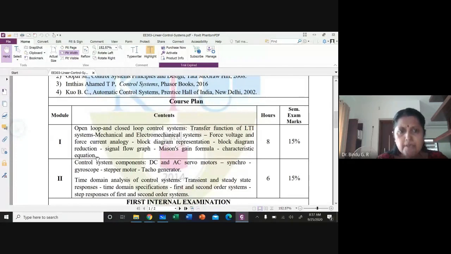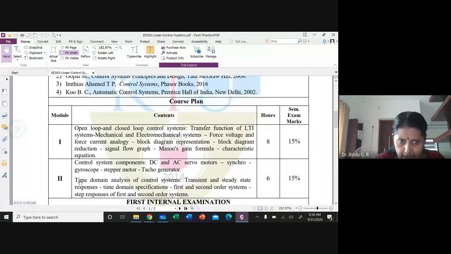Then when we passed on to module 2, we discussed control system components. Which were the components that we discussed in the class? DC servo motors, that is armature control mode as well as field control mode. Then we discussed AC servo motors. In all the 3 cases, we derived the transfer function. Then synchro, gyroscope, stepper motor, tacho generator are left to you as assignment 1. And some problems, an electrical network, was also given as assignment, which you are supposed to submit on Monday, coming Monday.